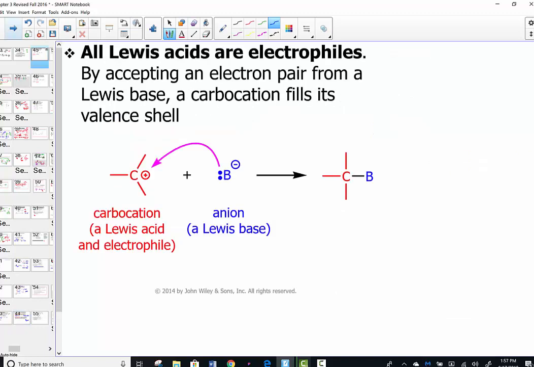All Lewis acids are electrophiles. By definition, if they're accepting electron pairs from a base, they're going to be seeking electrons. Carbocations, by definition, are electrophiles. All Lewis acids are electrophiles, and a negative anion would act as the base. So Lewis acids are electrophiles because they're seeking to fill their valence shell. They want to get rid of the positive and stabilize to have 4 bonds. Electrophile, seeking electrons.